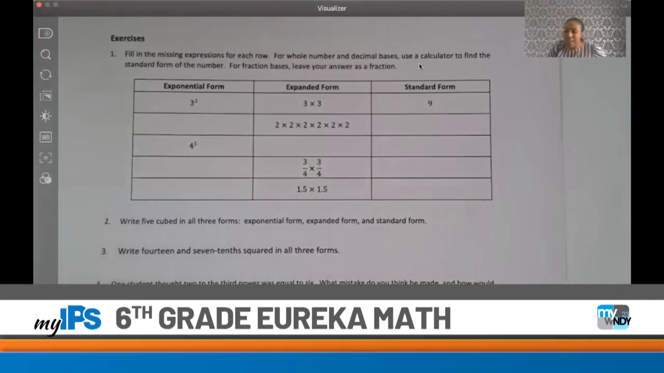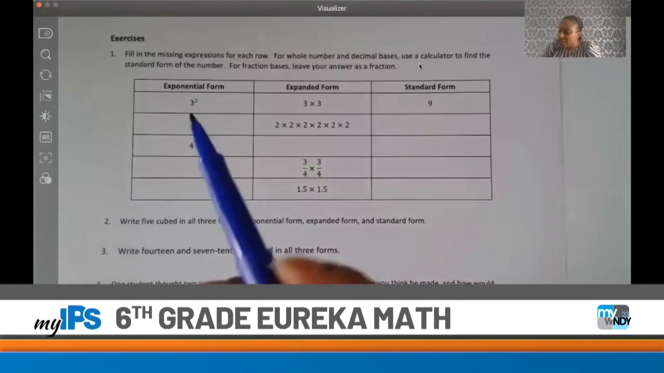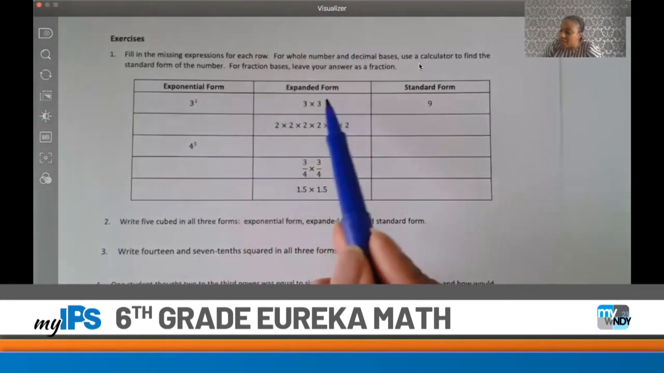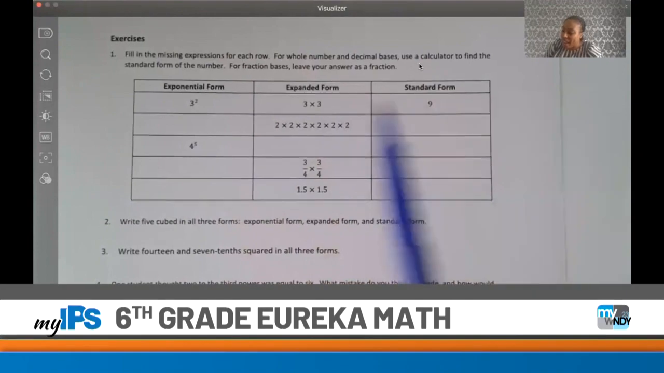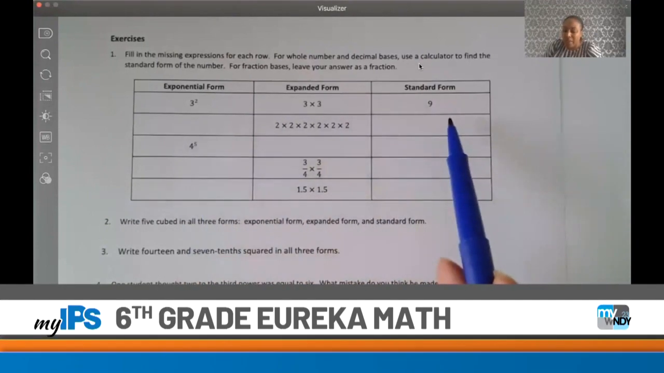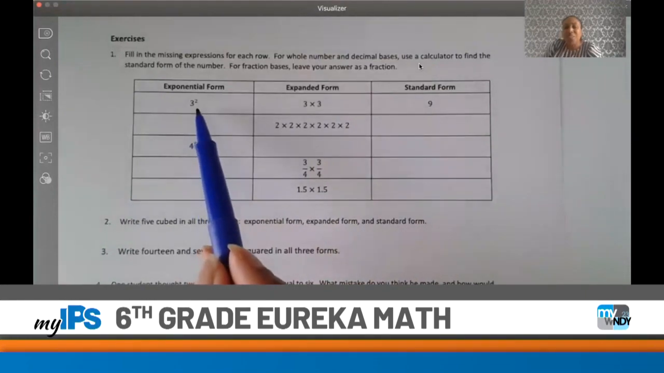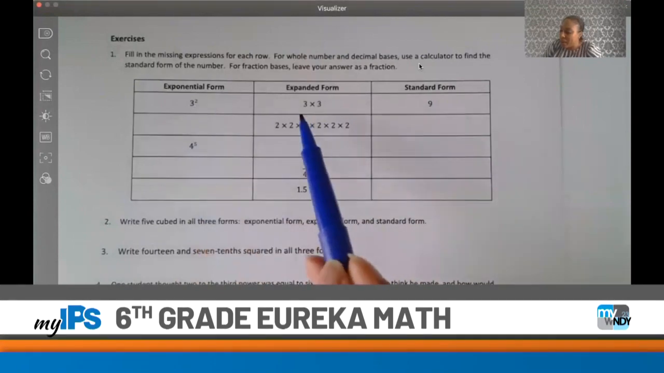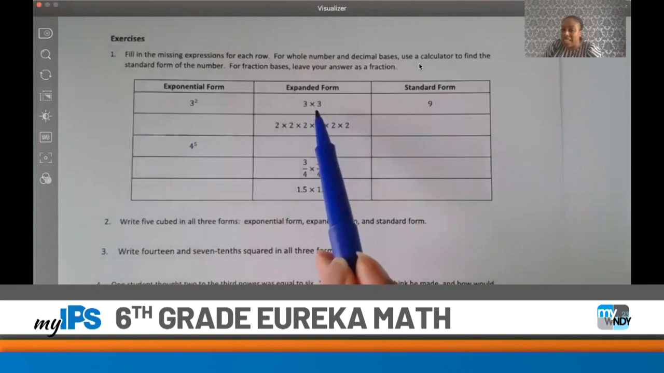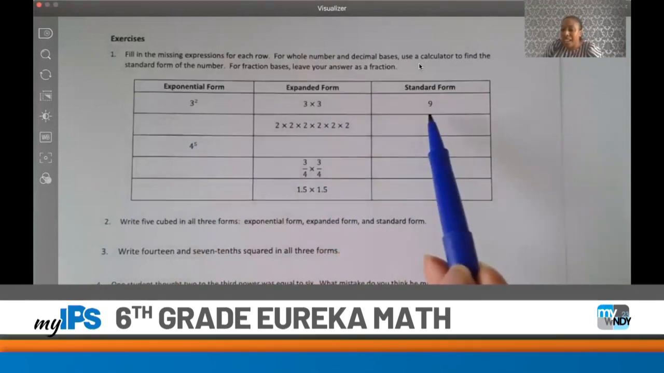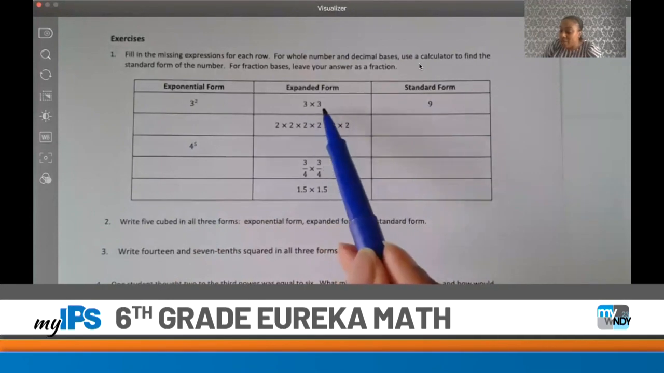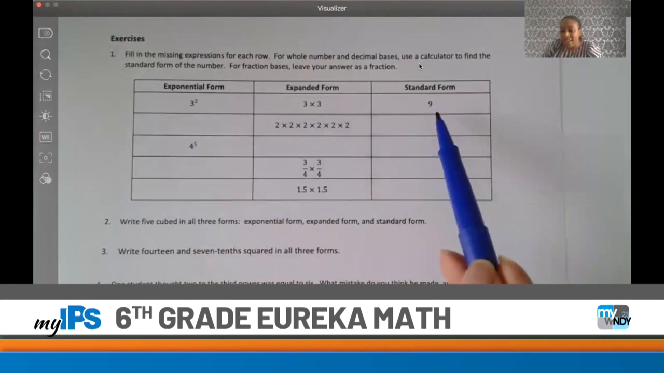So what's great about this is that we have 3 different forms: exponential form, expanded form, and standard form. And one example has already been done for us. In exponential form, we have 3 to the 2nd power. We just learned a new name. We could also say 3 squared. In expanded form, 3 squared would be written as 3 times 3. And standard form is really how we evaluated the other expressions earlier. And so 3 times 3, or 3 squared, is 9.